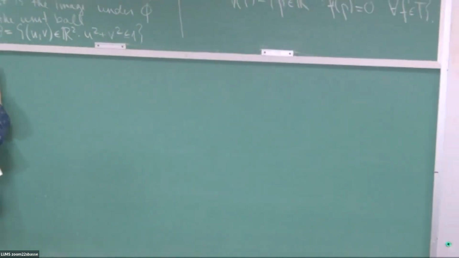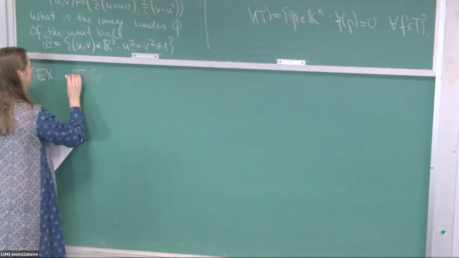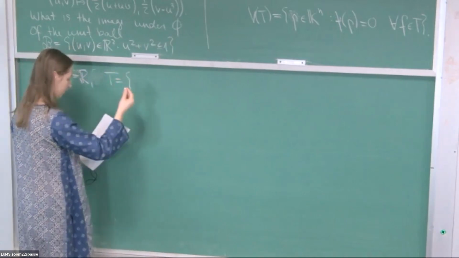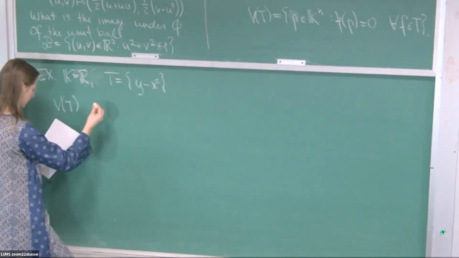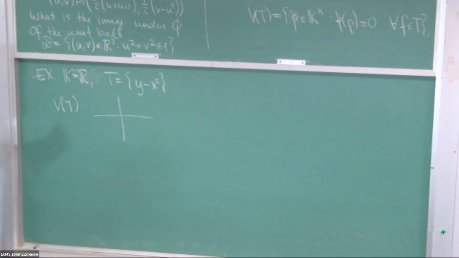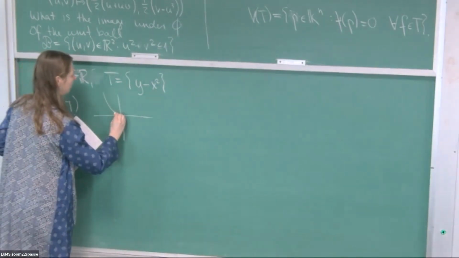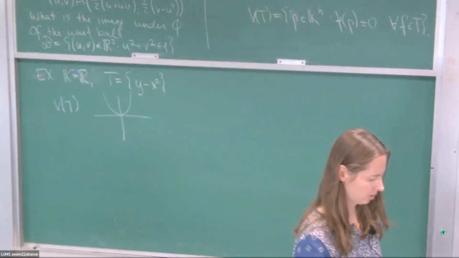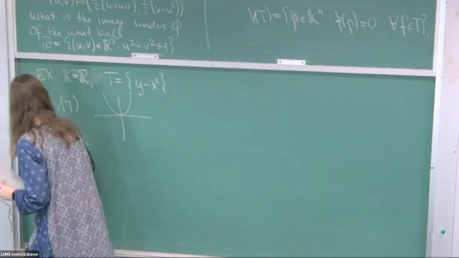And let's do a very simple example. Let's take K to be the field of real numbers, and T just y minus x squared. So can anyone tell me what's the variety in this case? On the real plane, y is equal to... Yeah, so it's the parabola y equals x squared.